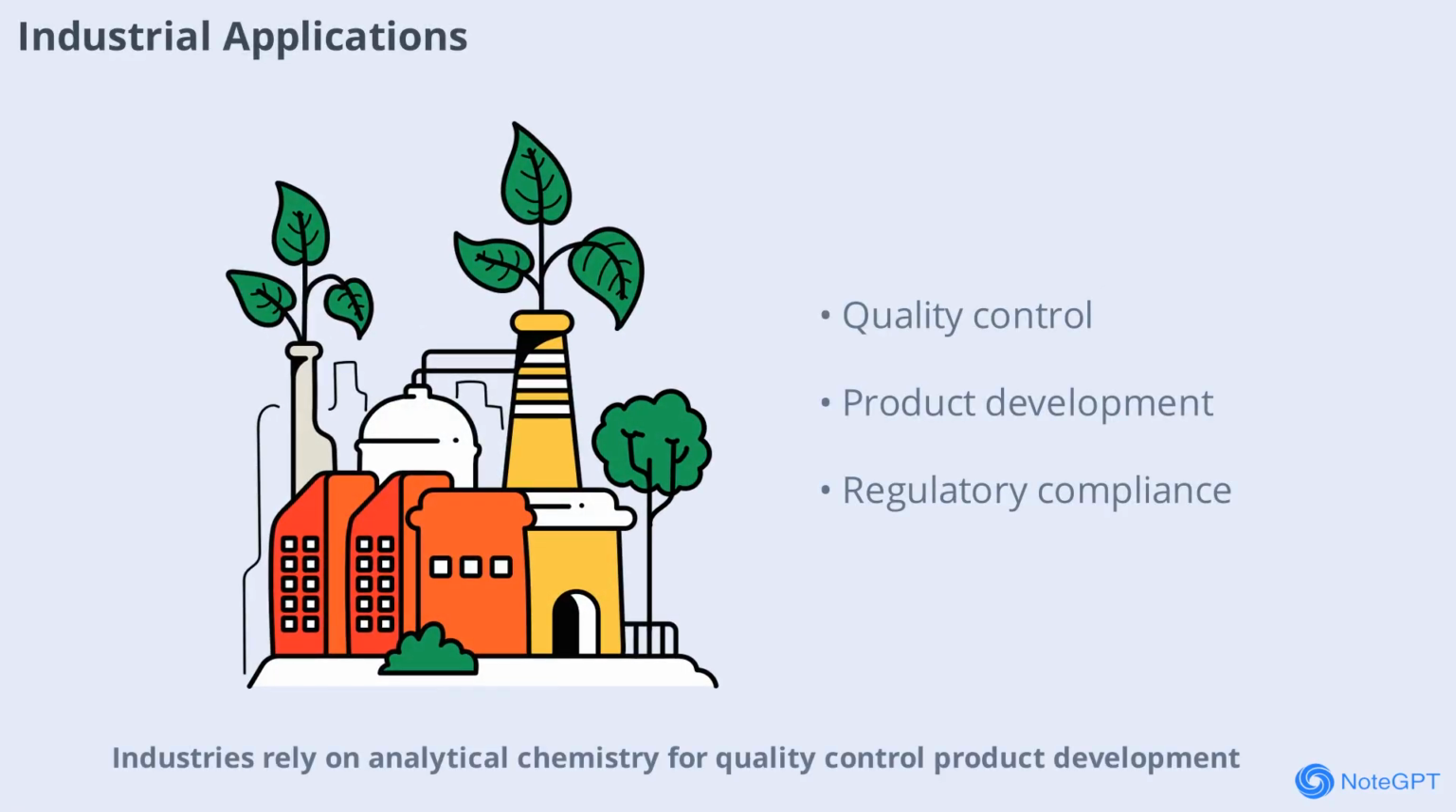Industries rely on analytical chemistry for quality control, product development, and regulatory compliance. Analytical techniques ensure that raw materials meet specifications and finished products are safe and effective. From pharmaceuticals to manufacturing, analytical chemistry supports innovation and maintains high standards. Understanding its industrial applications highlights the importance of analytical skills in the workforce.